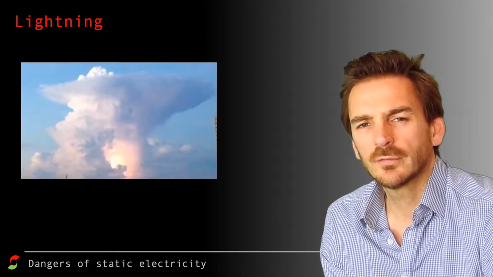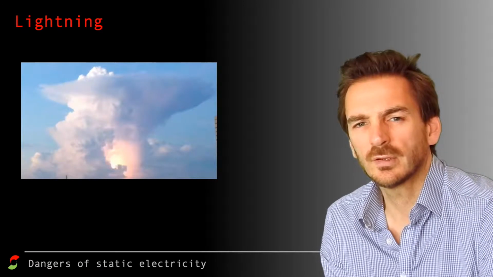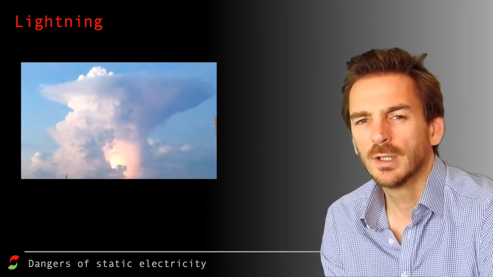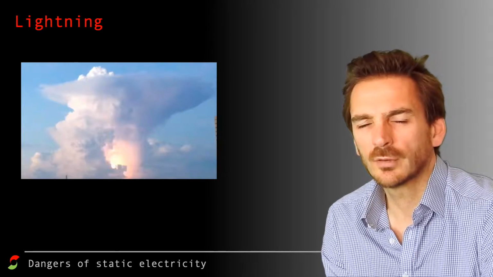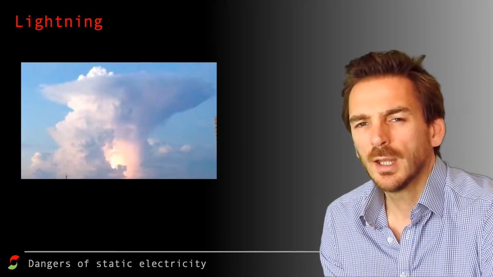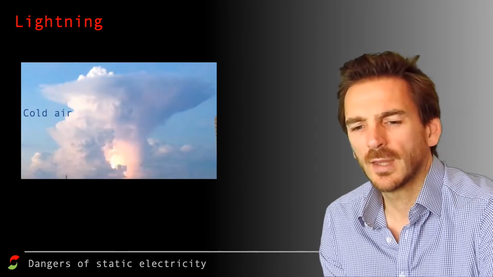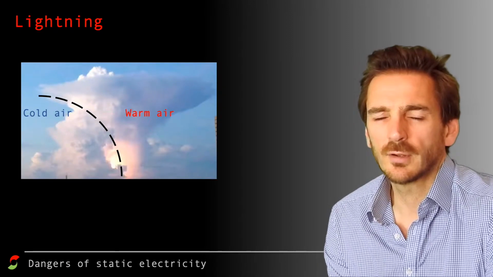So let's have a look at lightning then. When we look at a lightning cloud, there's a very distinctive shape to that cloud. First of all, it's sort of like an anvil shape with a very, very flat top. So there's a massive convection current. They're very, very large clouds. And if we look closer at that, we see that there's cold air and warm air next to each other.